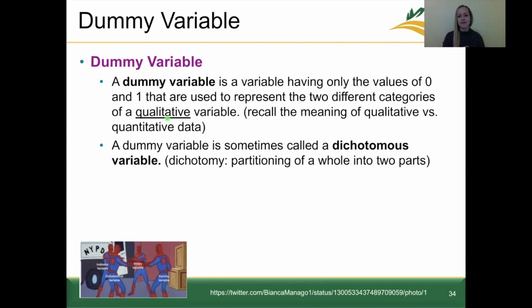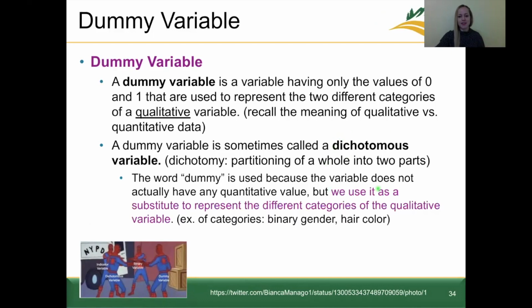We'll also do an example of finding the multiple regression equation when we're using dummy variables. If you're wondering why it's called a dummy variable, well, it's because the variable does not actually have any quantitative value. But we're using quantitative values to represent qualitative categories, right? So we're using 0 and 1 here to represent binary gender assignments. Other examples of qualitative data would be hair color. So you could also do something like redheads are 0 and brunettes are 1. So again, non-quantitative data here that we're then assigning a dummy variable that is quantitative, so 0 and 1.